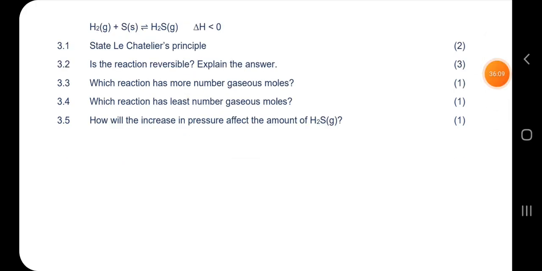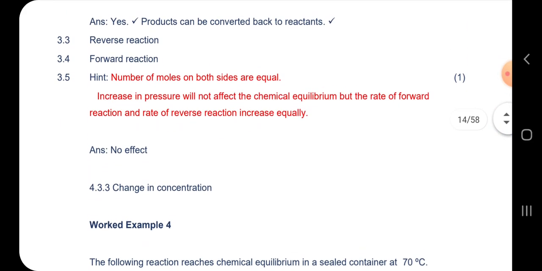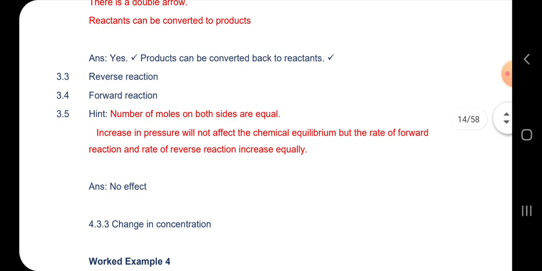So 3.5 says, how will the increase in pressure affect the amount of H2S gas? Hint: the number of moles on both sides are equal. So an increase in pressure will not affect the chemical equilibrium, but affects the rate of the forward reaction and the rate of the reverse reaction equally. So no effect.